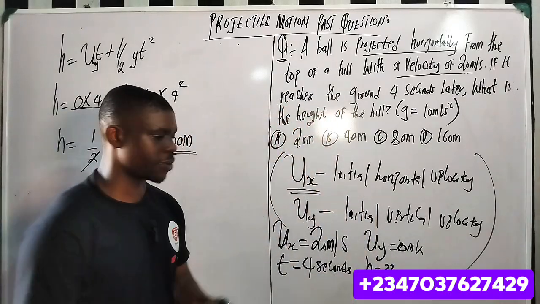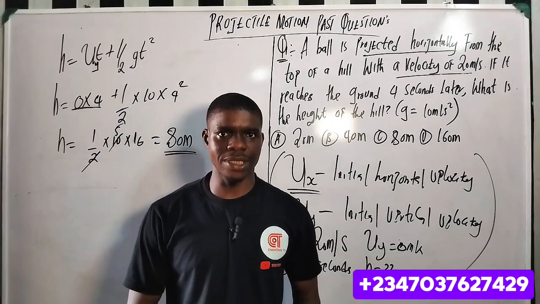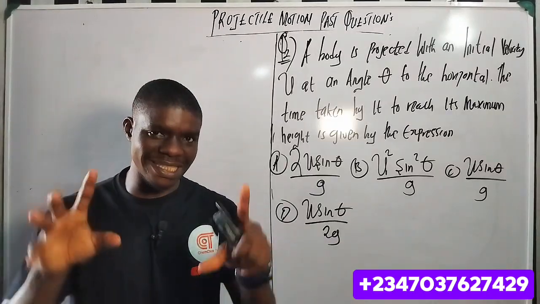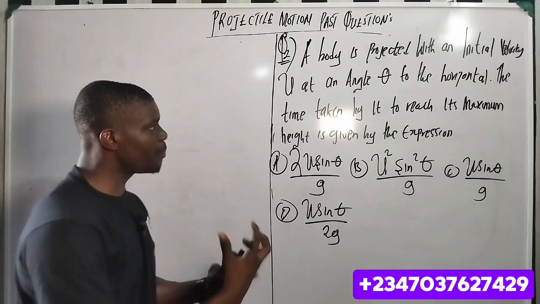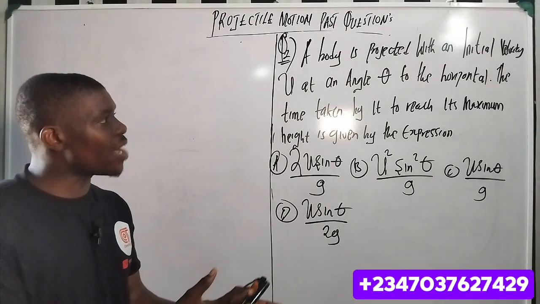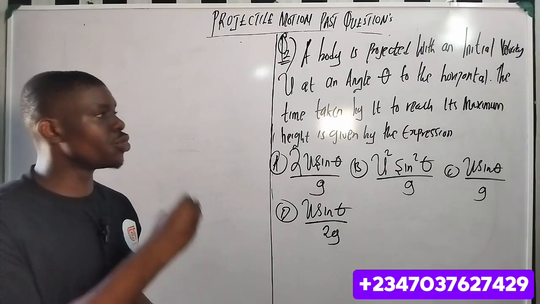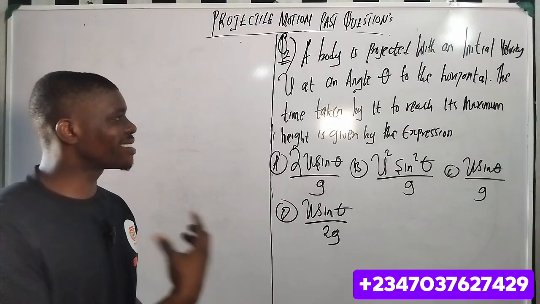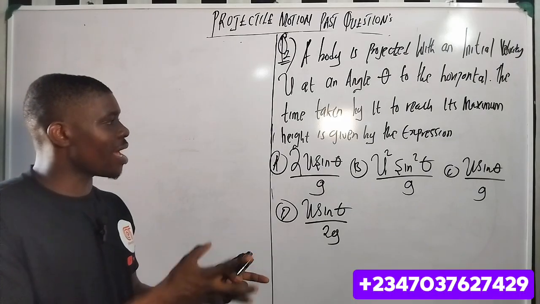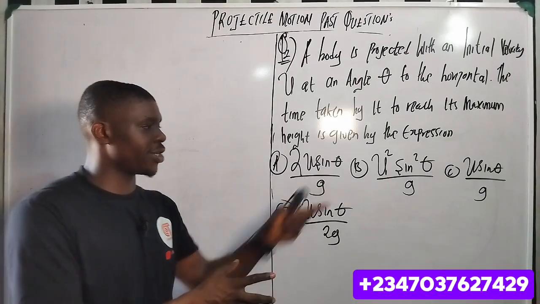So this was the first question. Look at the second question. Please pay close attention to this second question. It says that a body is projected with an initial velocity u at an angle theta to the horizontal. The time taken by it to reach its maximum height is given by the expression.